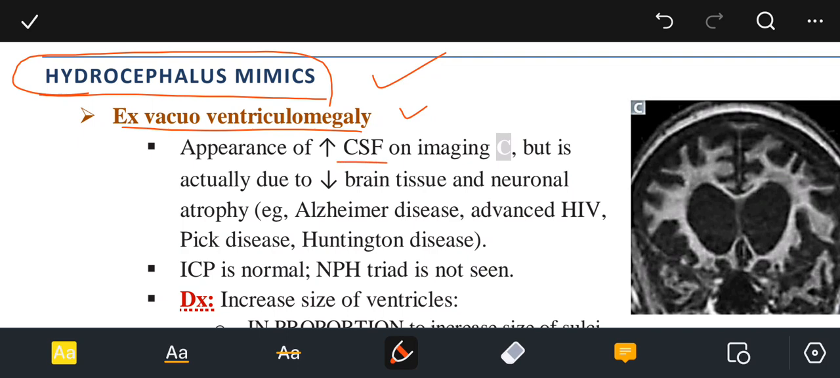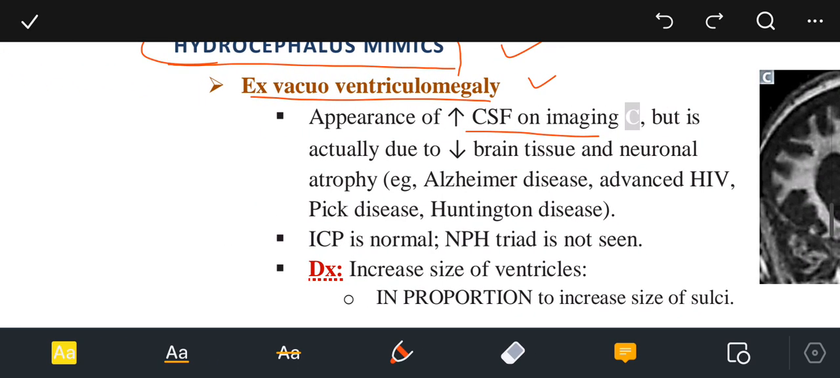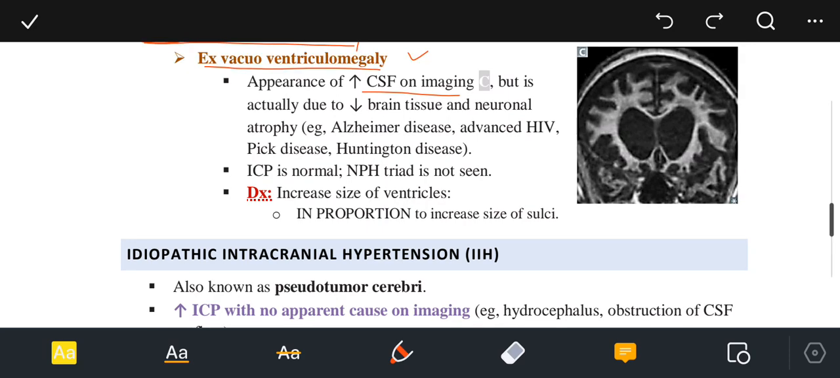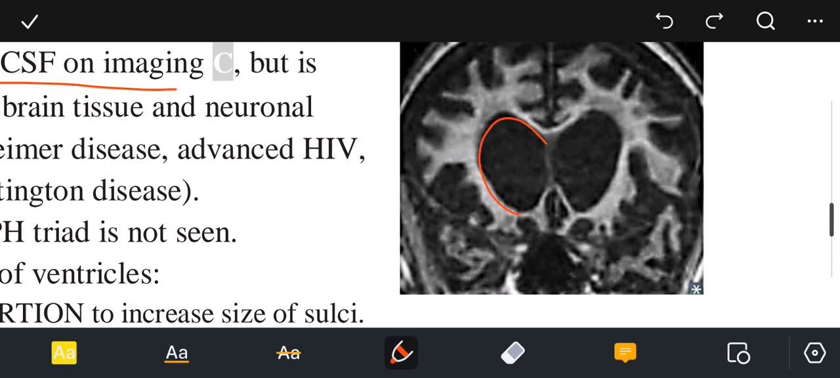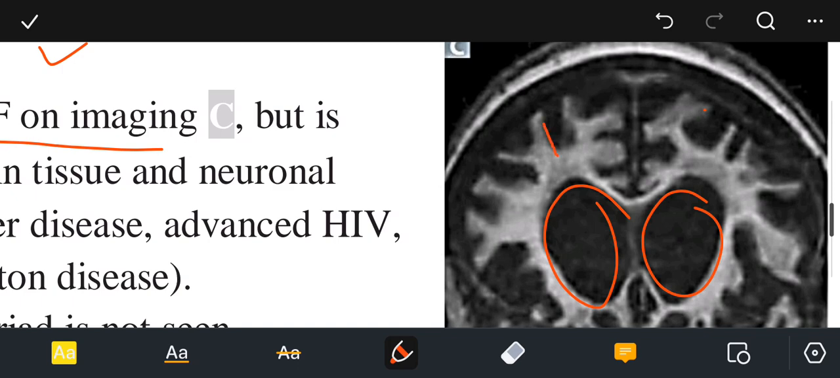There is an appearance of increased CSF on the imaging, as you can see in this picture. You can see that the ventricles are dilated very much, but this is actually due to decreased brain tissue. Although the ventricles are dilated to a larger extent, the brain substance is also decreased. As you can see, the sulci present over here have widened, and the gyri have shrunken.